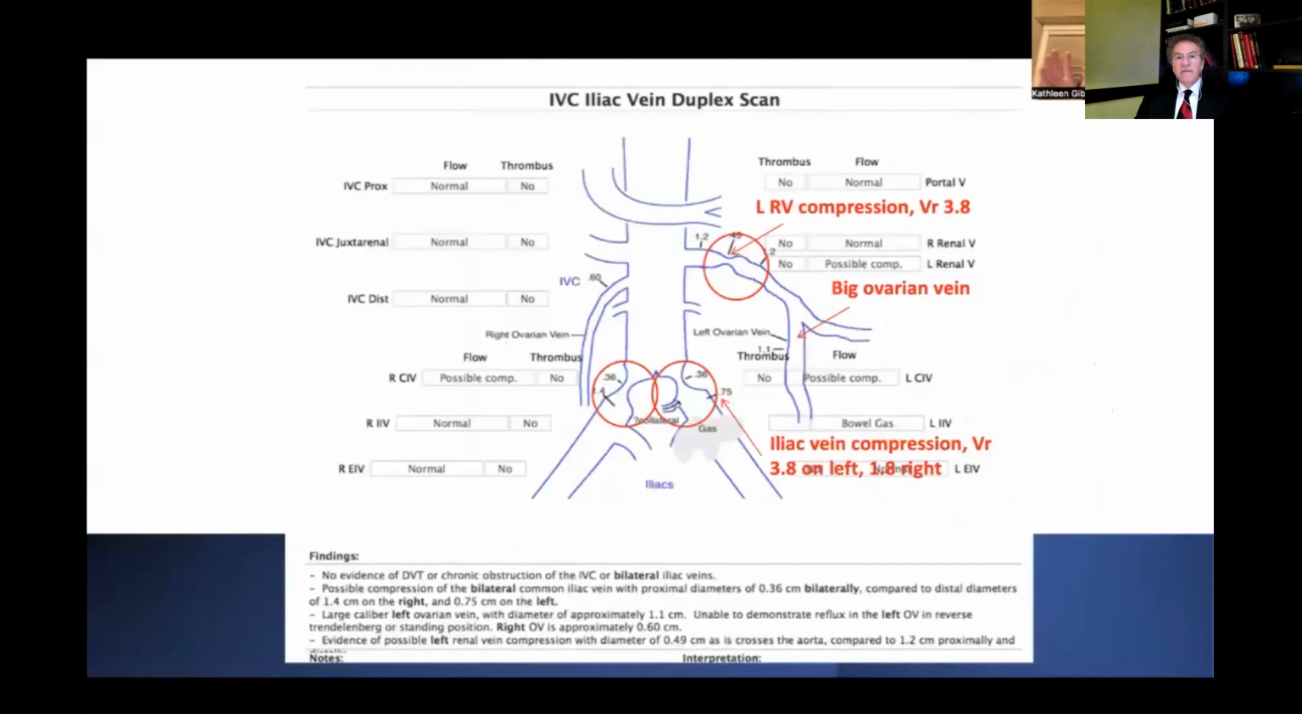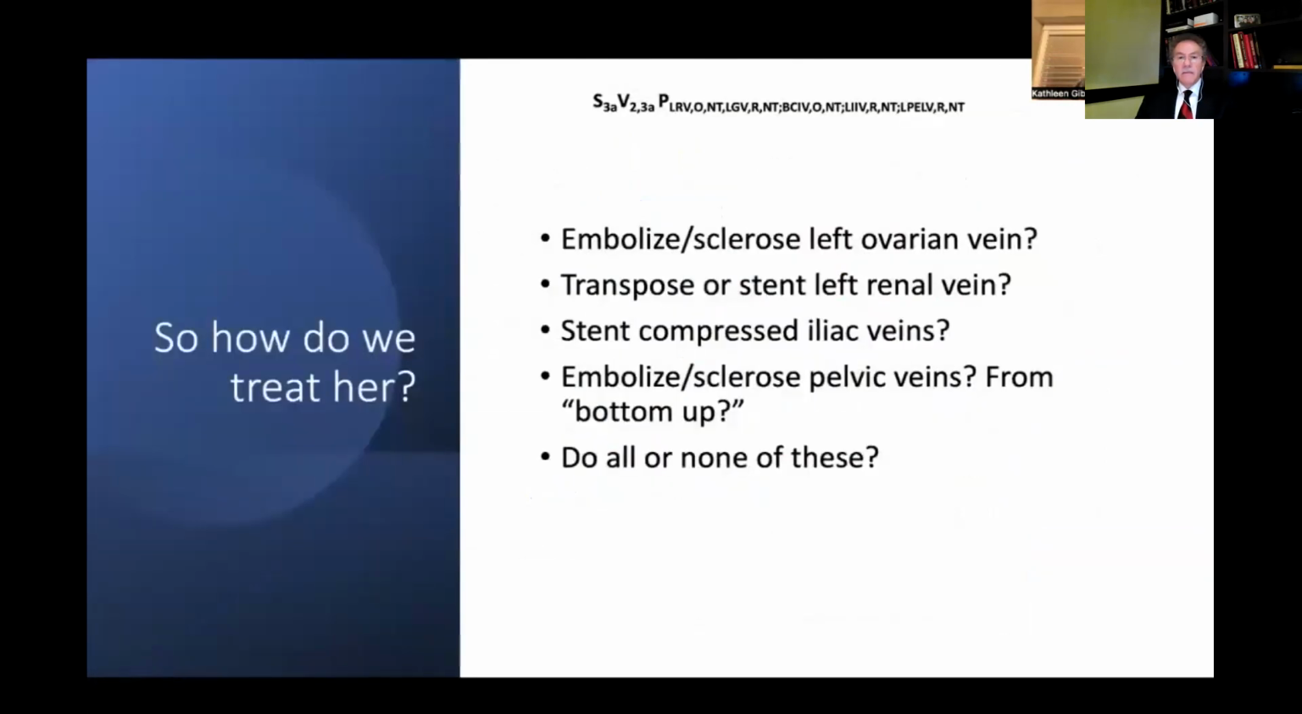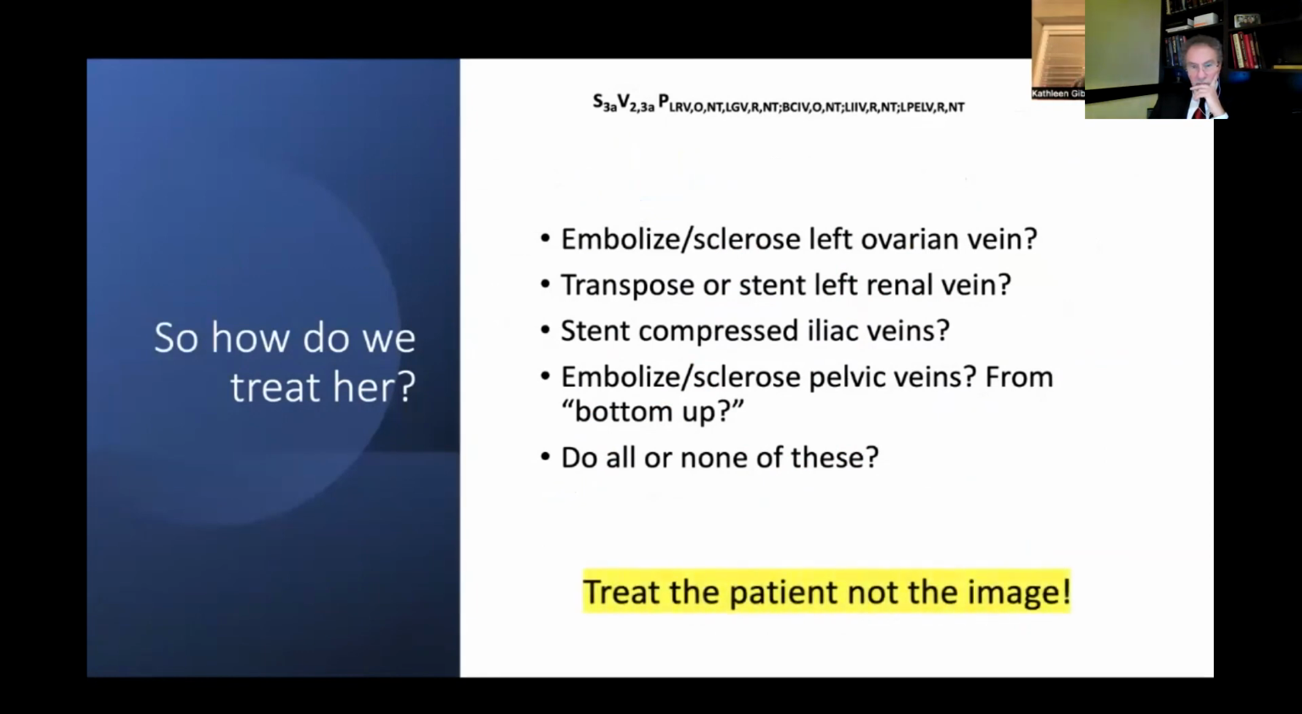Looking in her pelvis, she had everything. Her left renal vein was compressed. She had a large ovarian vein. It was 11 millimeters. She had compression of both the right and left common iliac veins, but no symptoms in that area. So looking at her SVP class, the S is 3A, meaning her main symptoms were in the vulva. So you could do all kinds of things based on this anatomy, but would any of these things be appropriate? I believe we treat the patient, not the image.